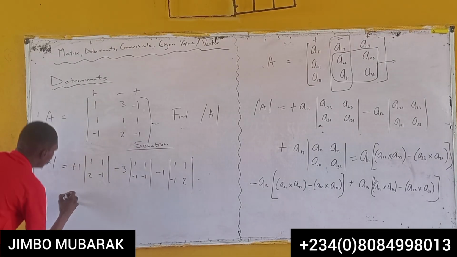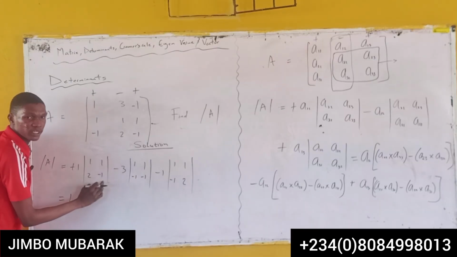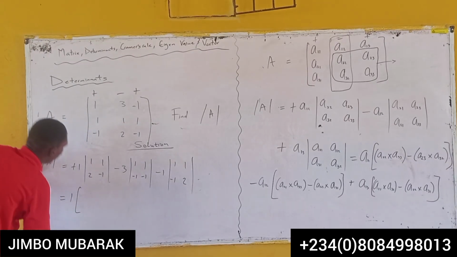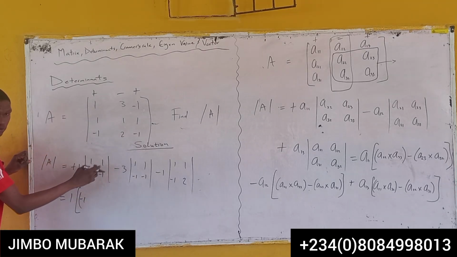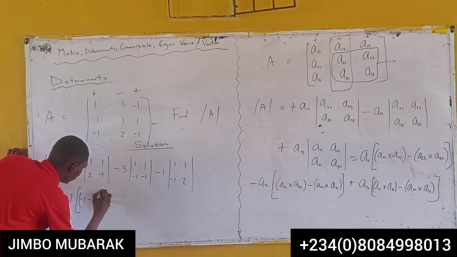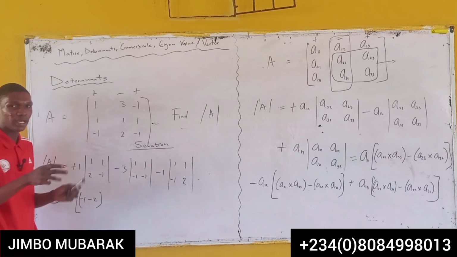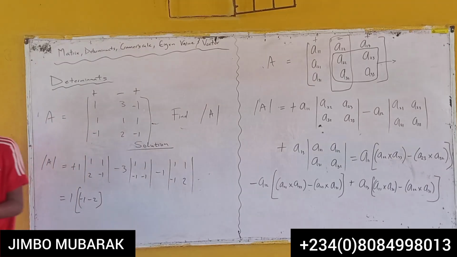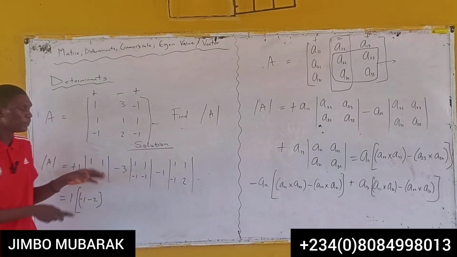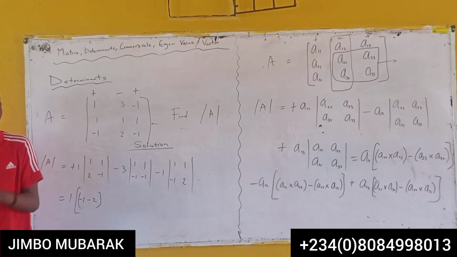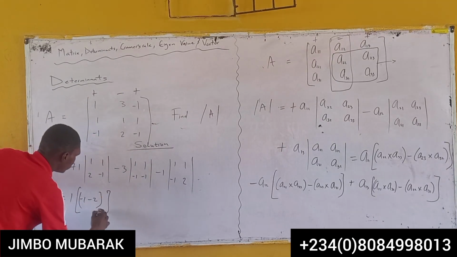We can evaluate. 1 multiplied by minus 1 is minus 1. Then 2 multiplied by 1 is 2. Minus 2. So note that inside this we are subtracting. We are not adding. Inside this one we are subtracting the minor from the major. Alright.